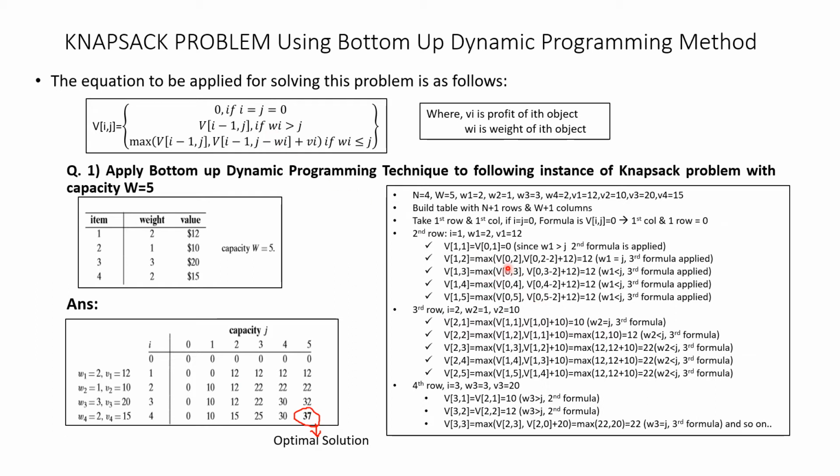Max of V of i minus 1. I was 1, right? So i minus 1 is 1 minus 1, 0, comma j. J is 2, comma V of i minus 1, which is 1 minus 1, 0, comma j minus w i. What is j? J is 2. 2 minus, what is w i? 2, plus v i. The corresponding profit is 12. We'll add this. Out of these two terms, V of 0, 2 is how much? 0. And what is V of 0, 0 plus 12? 0 plus 12, 12. So the maximum of 0 and 12 is 12. That's why 12 will be stored here.